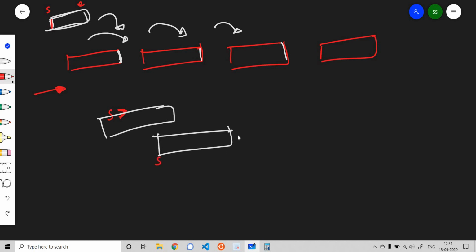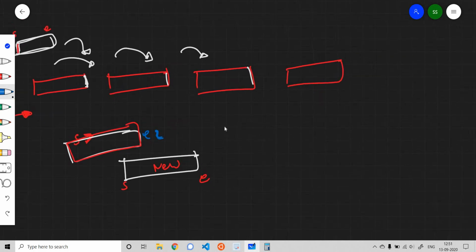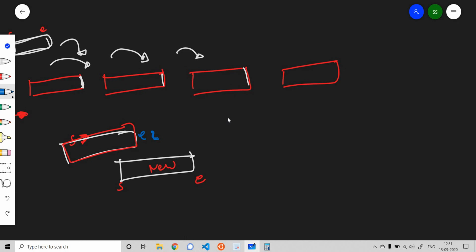That is, this is S and this is E, which is the new one. And suppose I found this interval here. As you can see, E2 is greater than S. Now let's look at the few cases which can occur.